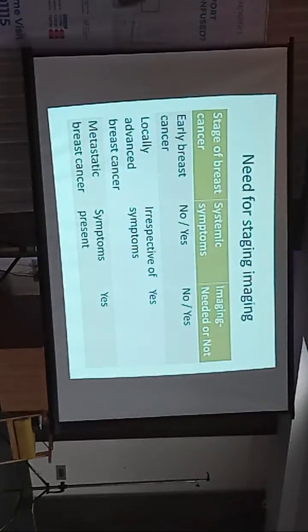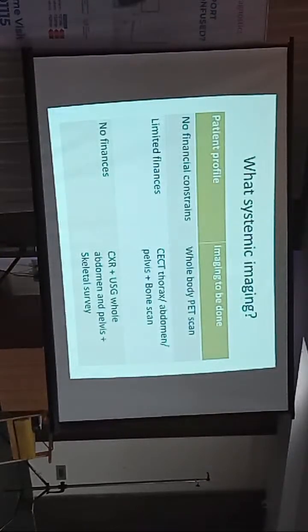So for all locally advanced as well as metastatic patients, you have to do a systemic imaging. Now somebody might ask, patient already metastatic, why do we need to do a systemic imaging? You already know it's a stage 4 disease. The thing here to stress is that once you treat the patient, you need to decide whether the patient is responding to the treatment or whether he or she is progressing on the treatment. For that, you will require a baseline image to compare with. That is why, irrespective of metastasis, you need a baseline imaging.